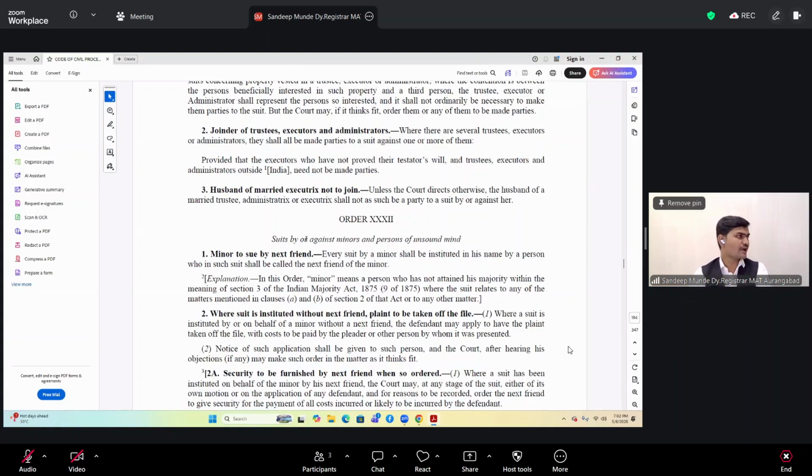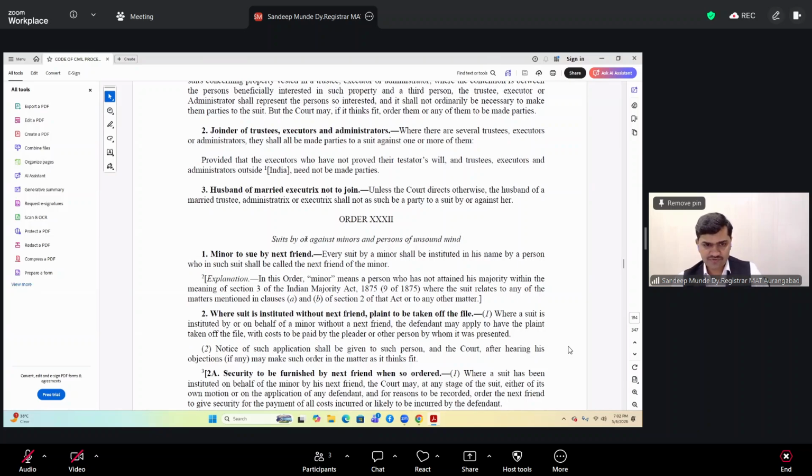In Order 1, we discussed that if the party is a minor, you have to make a statement that the party is a minor and he should be represented by a guardian or next friend or any other person. Without a next friend, no suit can be filed, and if such a suit has been filed, that claim can be taken off the file. So, who may be called a minor? The explanation mentions that a minor means a person who has not attained his majority within the meaning of Section 3 of the Indian Majority Act, 1875.